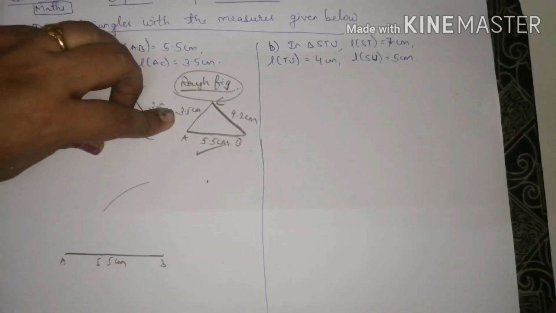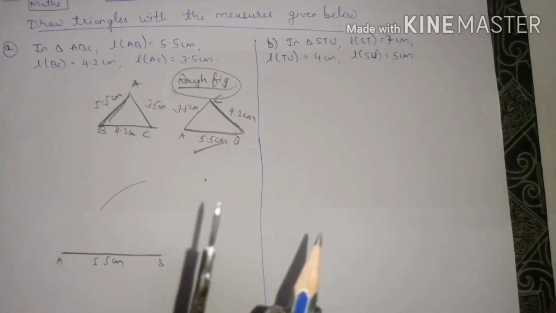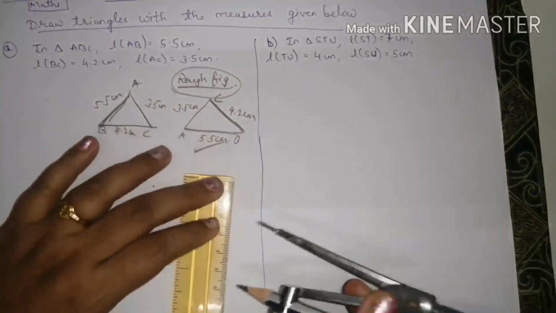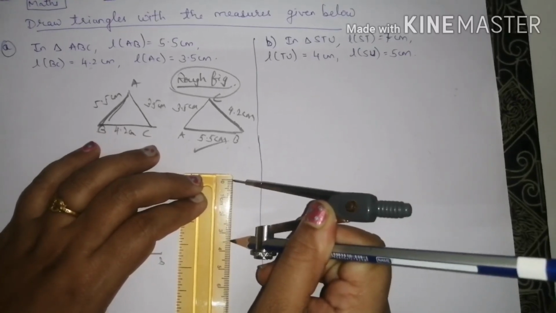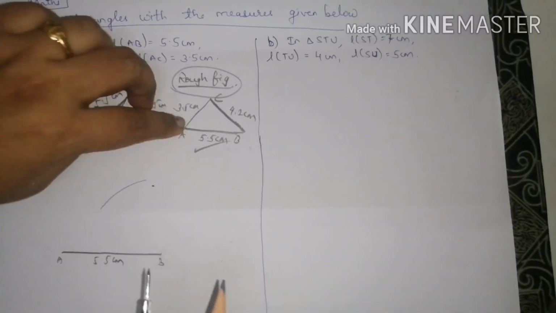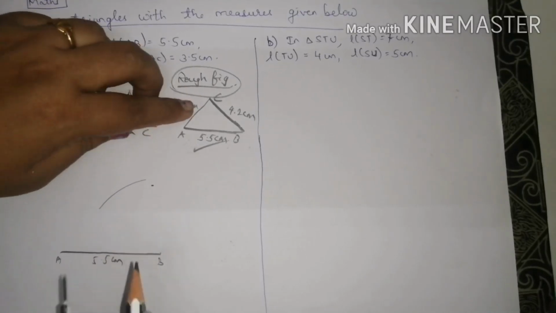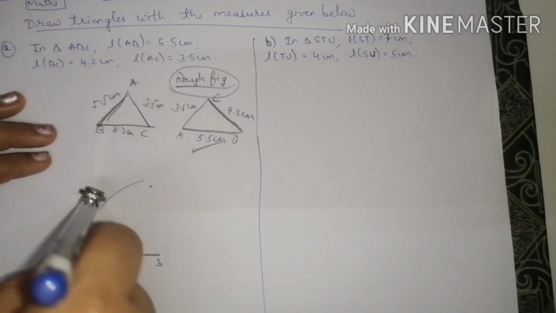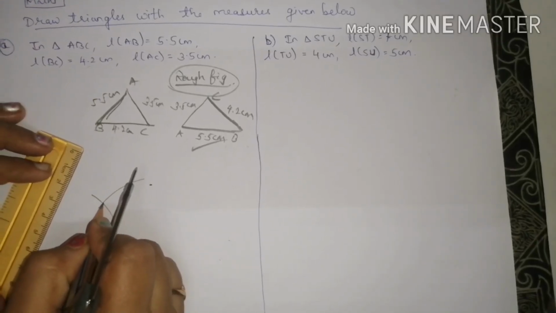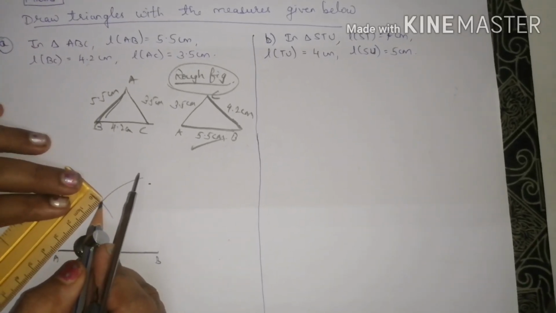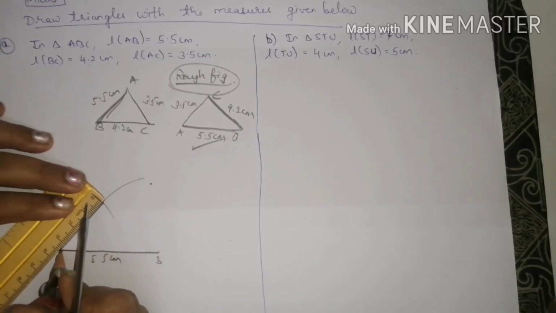Now third side is AC. AC is how much? 3.5. So take again 3.5 in compass. So I have taken 3.5 in compass. Now keep it on A, as it is AC 3.5, and cut the previous arc. Now make an intersection point like this of the two arcs and then join it to get the triangle.